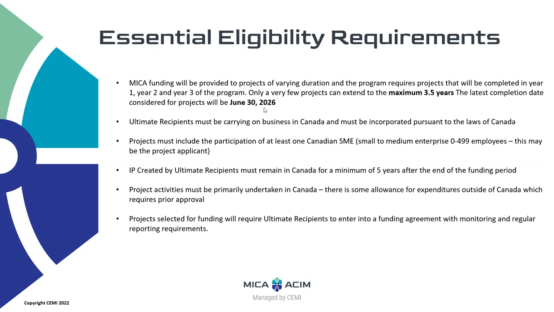So we do want to have some projects that have varying completion dates within the first year, 2 years, and 3 years after being approved. That's so that we can have successful projects commercialized and getting going throughout the term of MICA. Ultimate recipients must be carrying on a business in Canada and they have to be incorporated pursuant to the laws of Canada. I did have a question earlier about whether a single proprietor could apply, but they must be incorporated. That's basically an eligibility requirement from our funders.